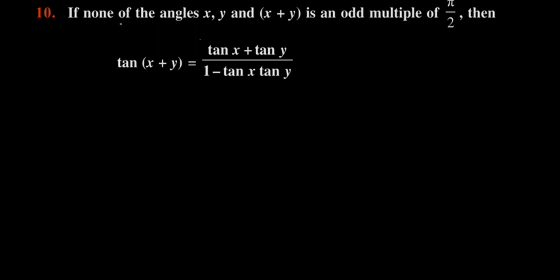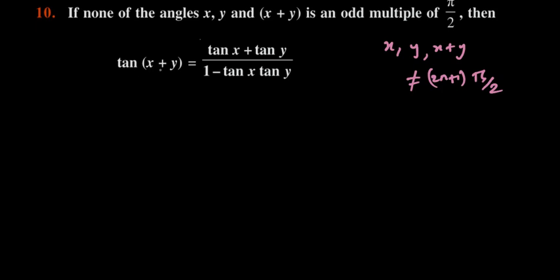Here, none of the angles x, y and x plus y should be an odd multiple of pi by 2. That is, x, y and x plus y should not be equal to (2n plus 1) into pi by 2. Why? Because the tan function is sine by cos. When the angle is an odd multiple of pi by 2, the cos value becomes 0, so the denominator is 0 and the tan function will not be possible. Even the graph will not exist in this area.